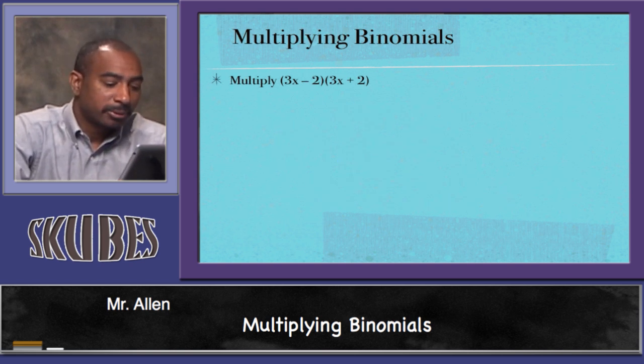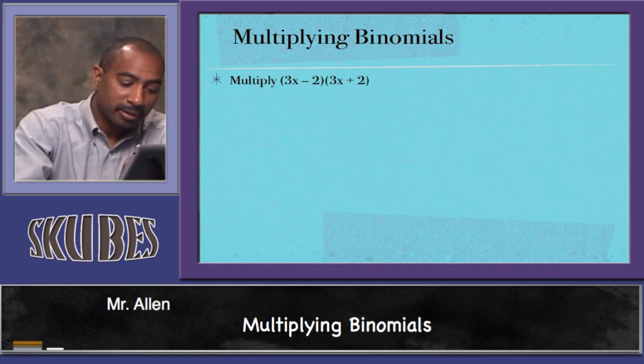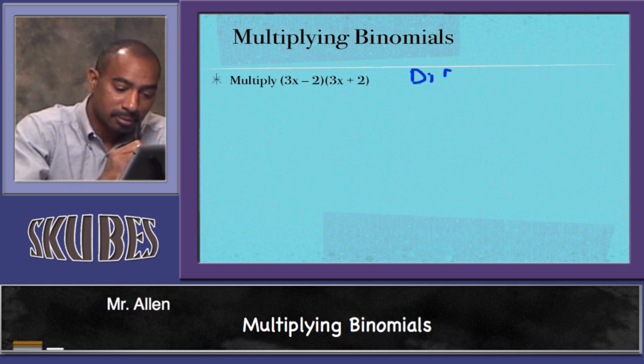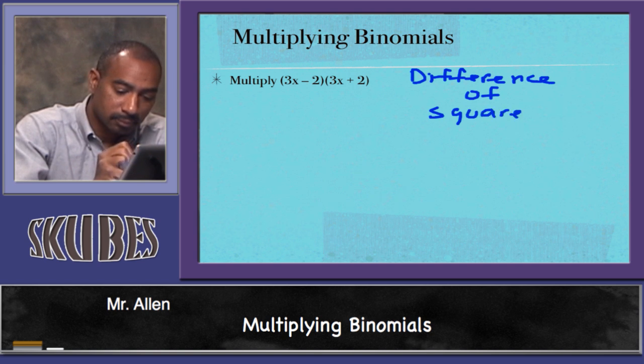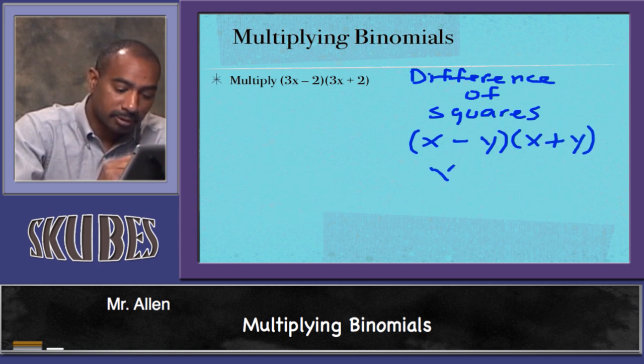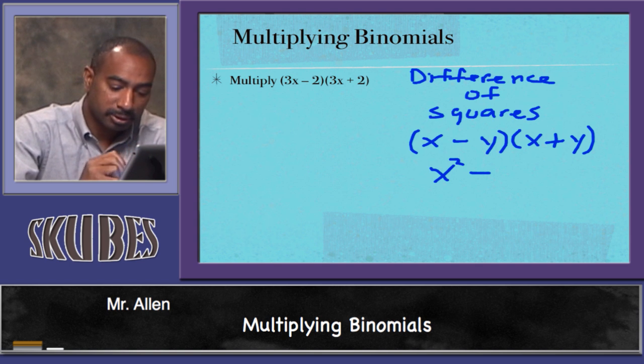All right, multiply 3x minus 2 times 3x plus 2. If you notice, there's a pattern here. We have the exact same terms, but opposite signs. I got 3x, 3x, 2, 2, but I have a subtraction here and addition here. When you see that, that's called the difference of squares. And what that states is when you have the same terms in the binomials but opposite signs, it's just simply the difference of the squares of those two terms.